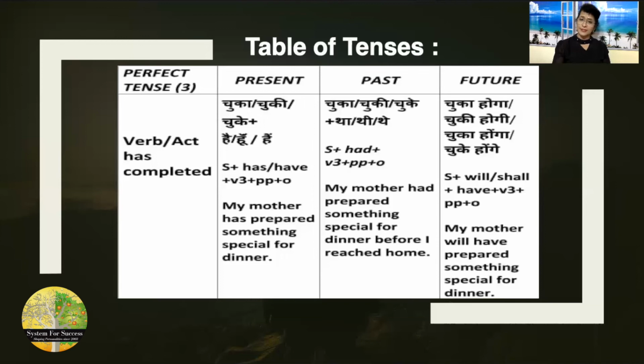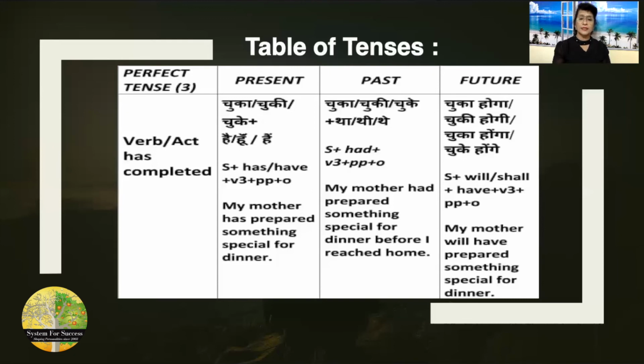Here once again there is only one special helping verb, which is have. So in present tense we had two, has or have. In past tense we have only had, and in future only have. Subject plus will have or shall have plus V3 plus preposition plus object. One sentence, for example, my mother has prepared something special for dinner.